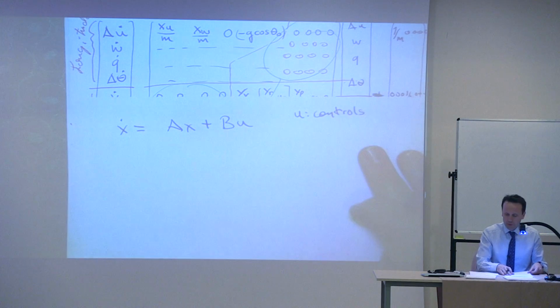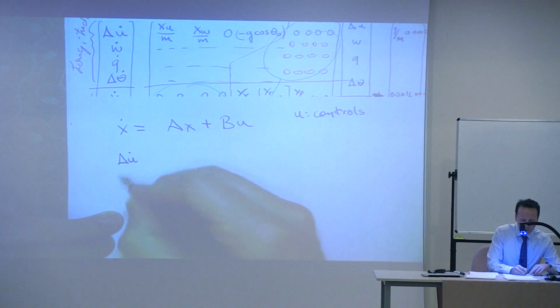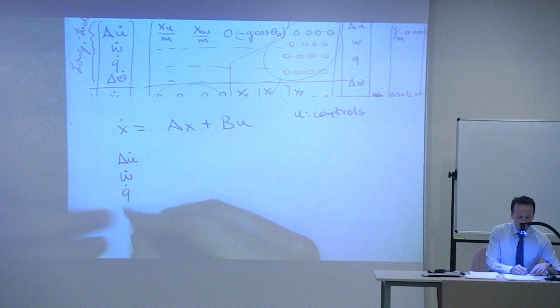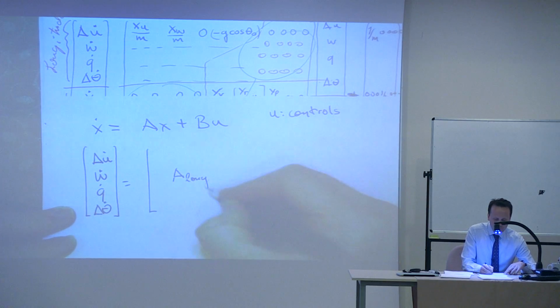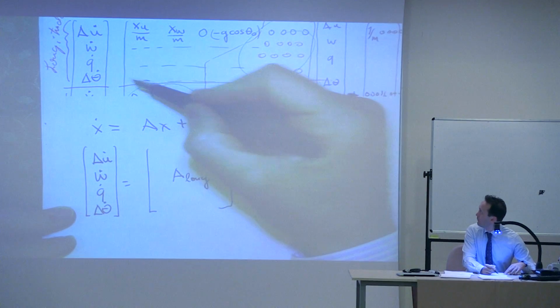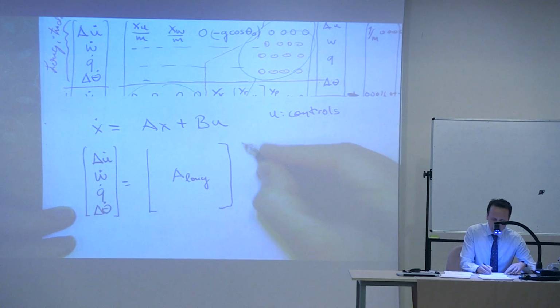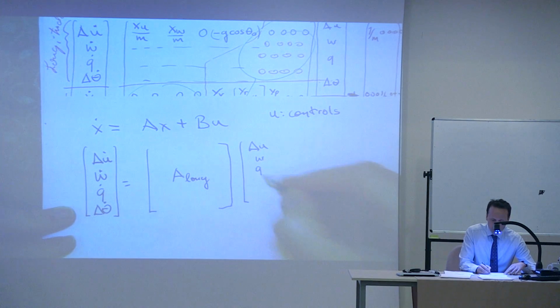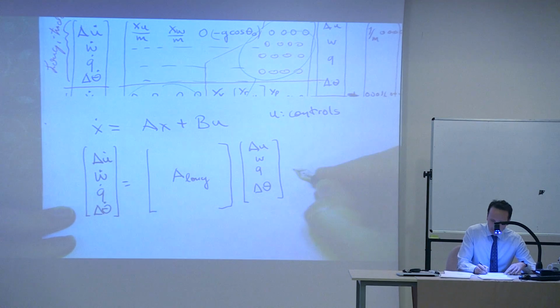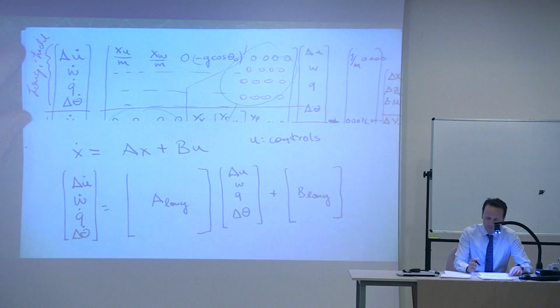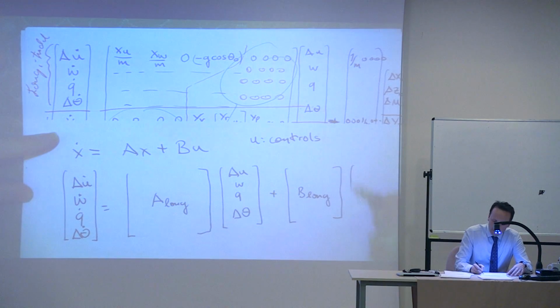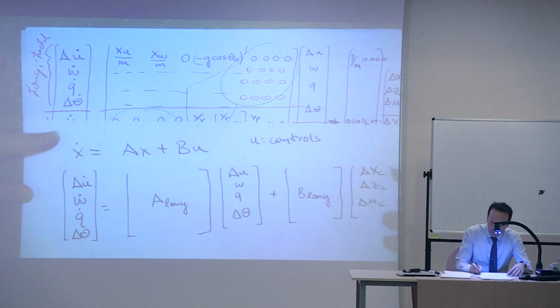So basically I could write simply that, right? I could write del u dot, w dot, q dot, and delta theta dot is equal to A long, which is this part, which is the 4 by 4 of this A matrix, times again del u, w, q, delta theta, plus the B matrix of the longitudinal dynamics, basically just this part, the top part here, okay, times del xc, del zc, and del mc.